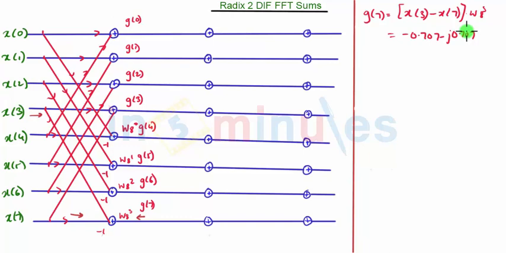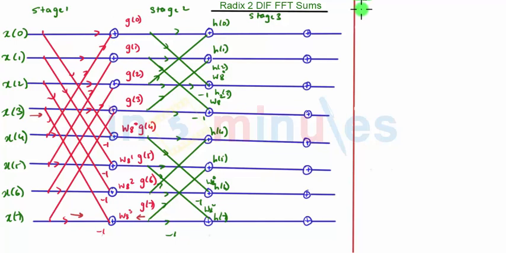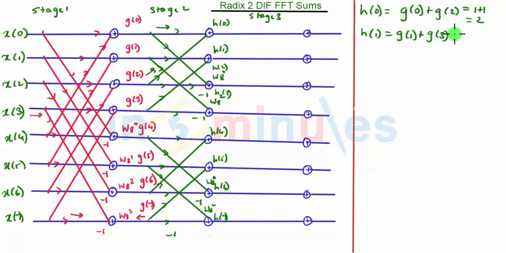First, we will draw the flow graph of stage 2. The output of stage 2 is as follows: h of 0 is equal to g of 0, that is the input from this side, and g of 2. So g of 0 plus g of 2, that is 1 plus 1, gives us 2. H of 1 is equal to g of 1 plus g of 3, that is 1 plus 1, again 2.